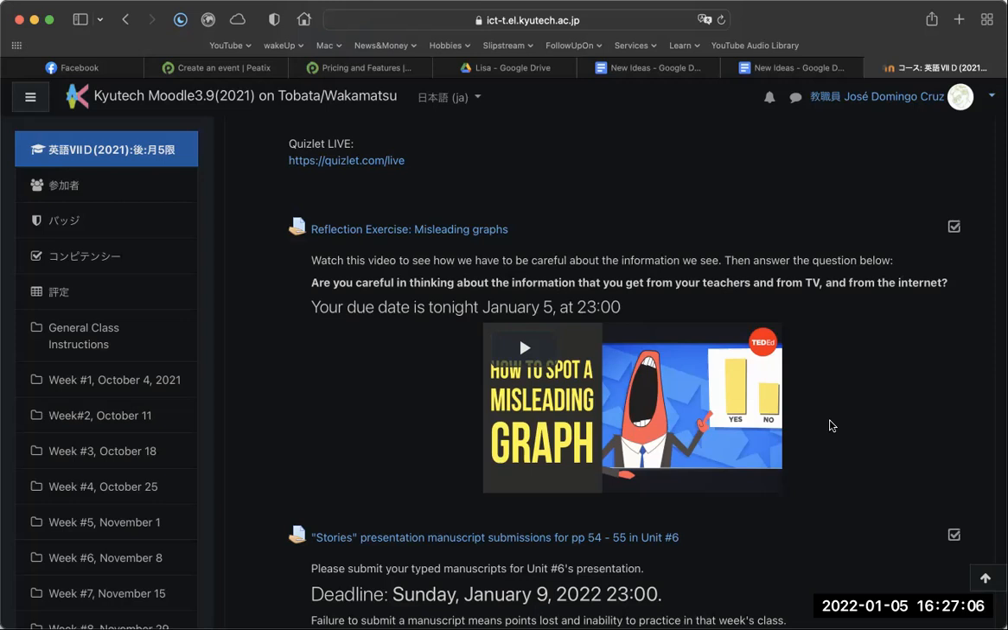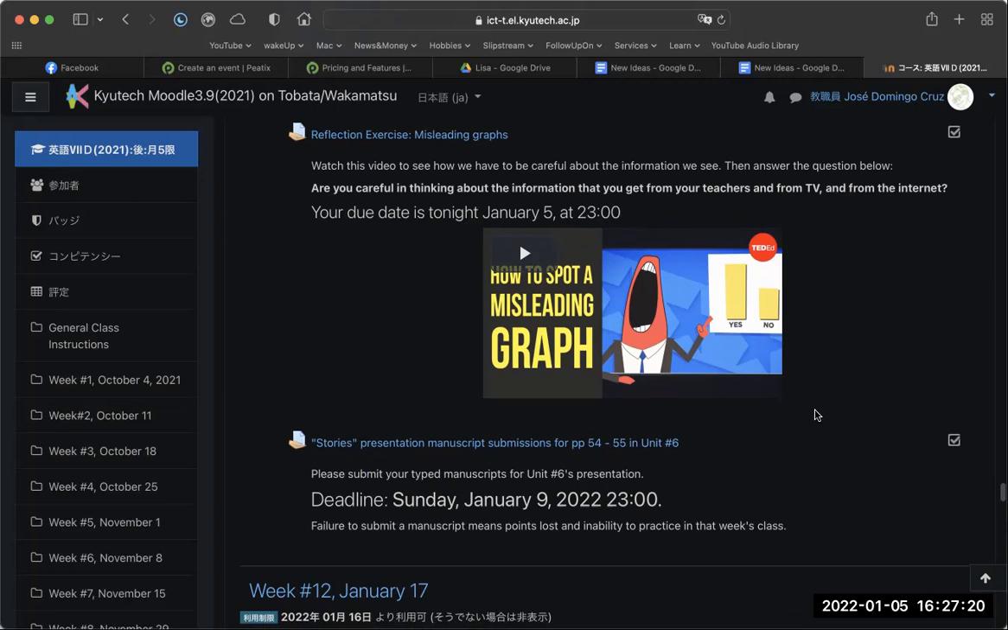In the internet age, a lot of people will try to make you believe something that's not true using very beautiful pictures. In this case, now it's graphs. So you have to be very careful in knowing what is real and what is not.